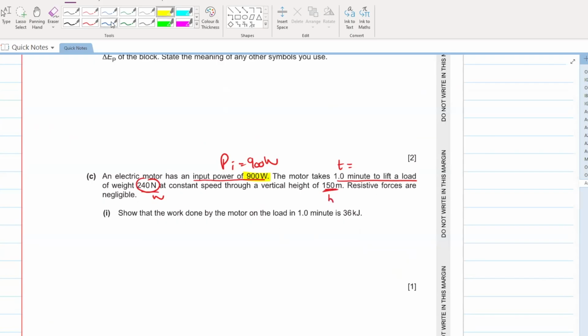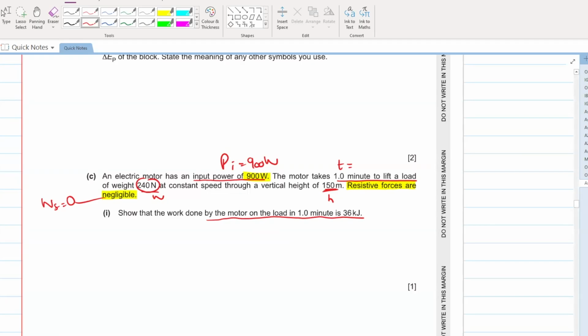Resistive forces are negligible. What does this statement mean? That work done against friction is zero. Show that the work done by the motor on the load in 1 minute is 36 kilojoules. बेटा हमने शो करना है कि work done by the motor in 1 minute is 36 kilojoules. ठीक है, किस तरह शो करोगे? Yes, any genius would like to tell me. 1 मार्क का सवाल है, लिटरली इससे आसान सवाल AS level में तो मैंने नहीं देखा.